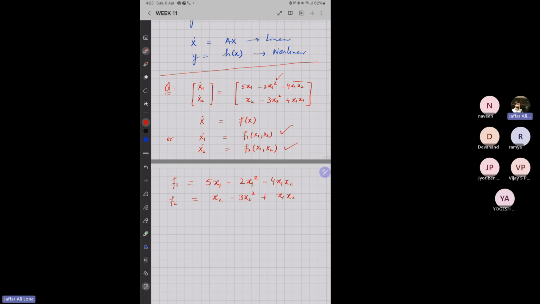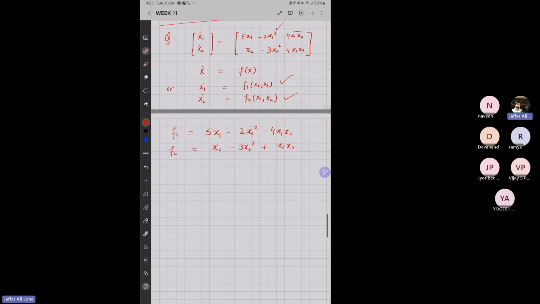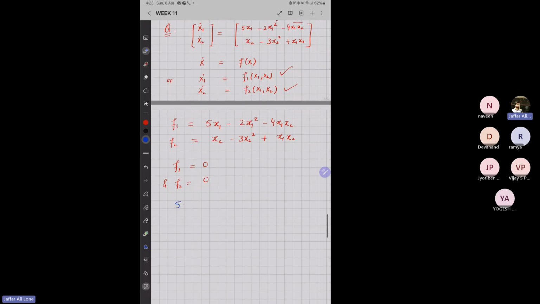Correct? So what should I do? If I have to find equilibrium points, I'll put f1 equal to 0 and f2 equal to 0, and solve for x1 and x2. So when f1 becomes 0, I get 5x1 minus 2x1 square minus 4x1 x2 equal to 0. Why am I doing this? For equilibrium points. And when I put f2 equal to 0, it will be x2 minus 3x2 square plus x1 x2 equal to 0.